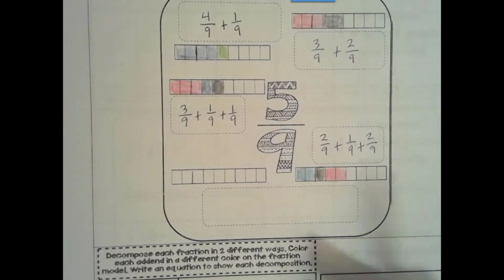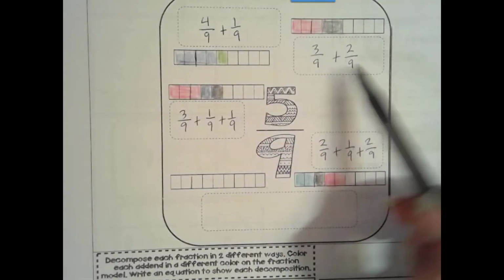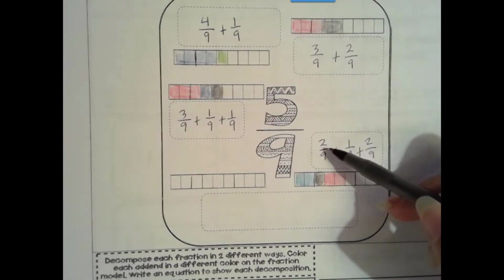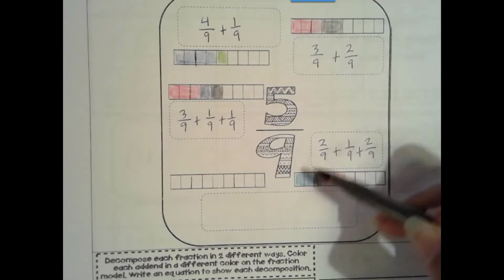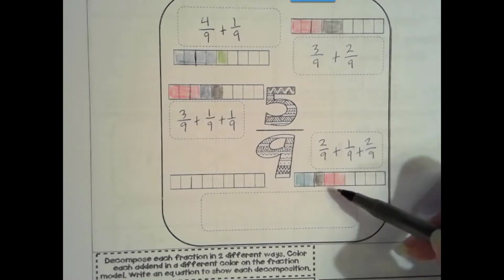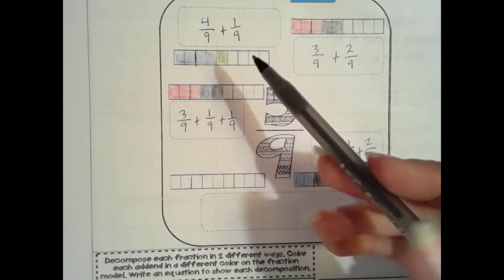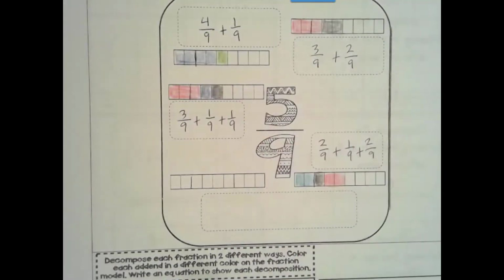If you notice on each of these, my denominator is always the same because that's how many total pieces there are. That never changes. The numerator changes because it's what's being represented. 2 of the 9ths, 1 of the 9ths, 2 of the 9ths, but there's still 9 pieces. 3 of the 9ths, 2 of the 9ths, 4 of the 9ths, 1 of the 9th. The denominator doesn't change because that just tells you how many total pieces in one whole. It's only the numerator that changes, how many are shaded in.